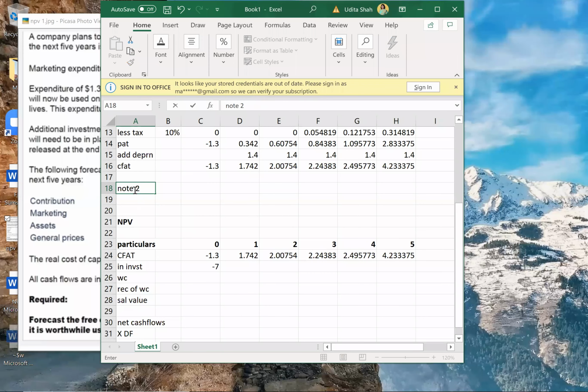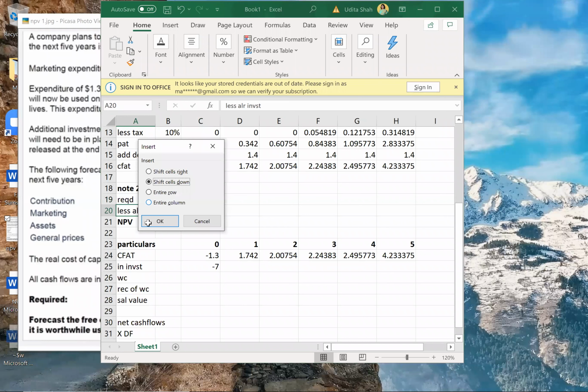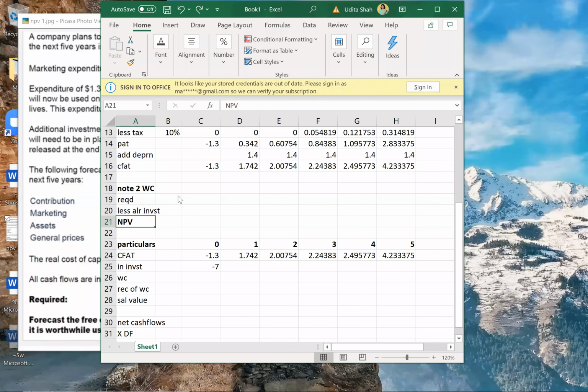So working capital, note 2. How we wanted to do it: required minus already invested. Correct? You guys remember this now? So that will give me the working capital.